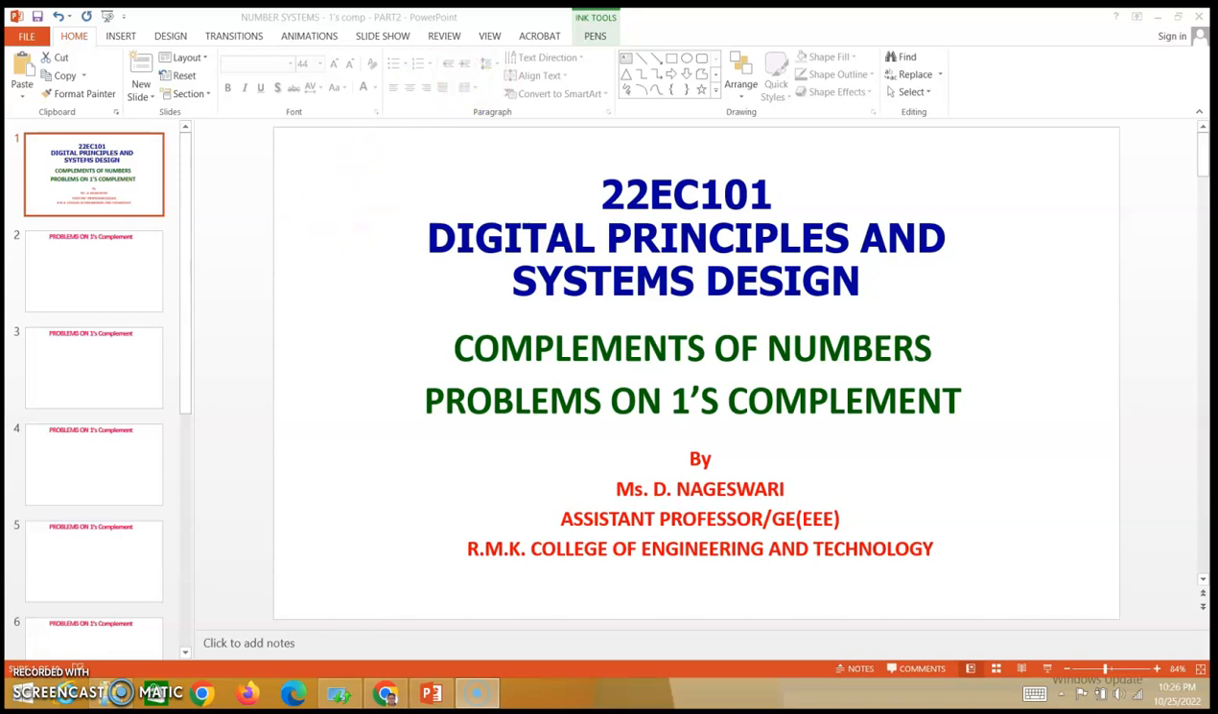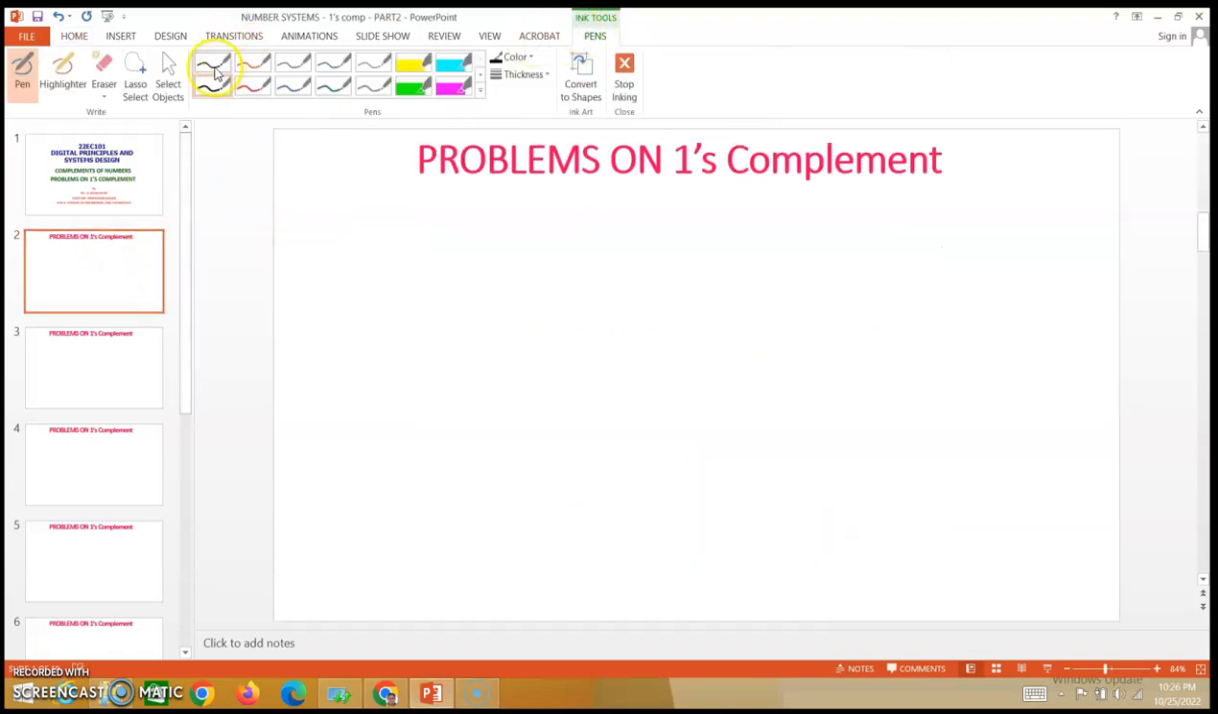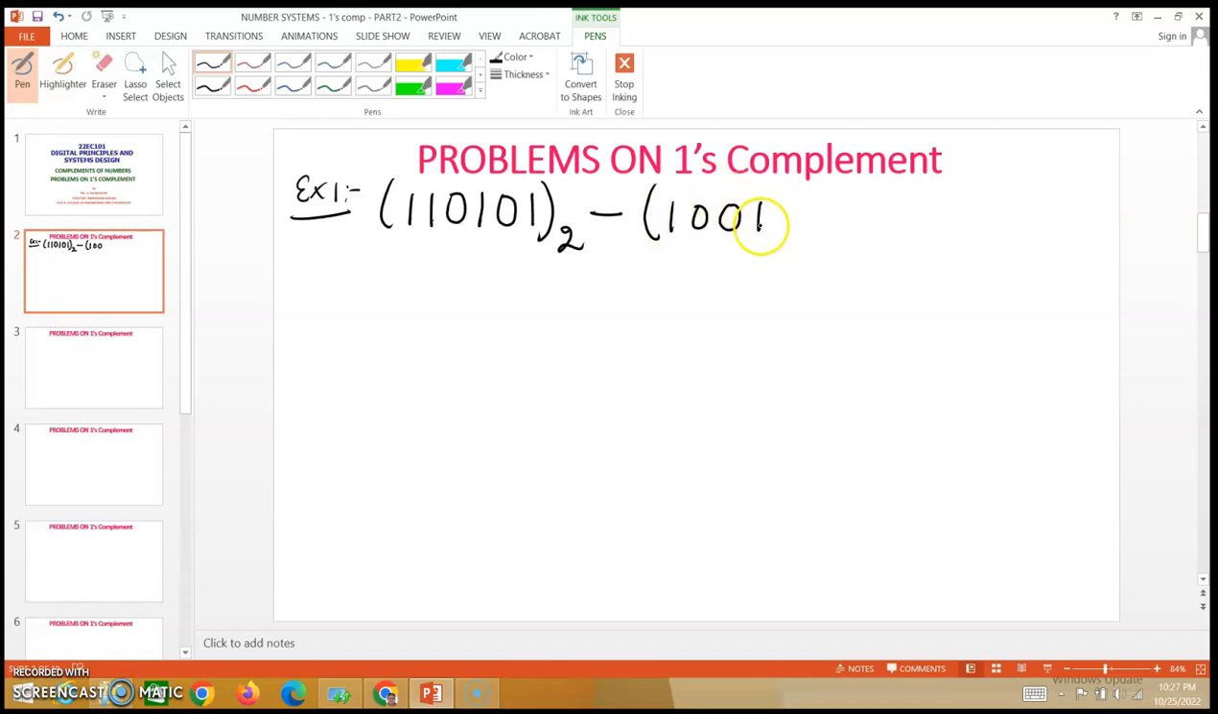So now in this video we are going to look at the problems on 1's complement. Let me solve the simple problem first, that is example 1: 110101 to the base 2 minus 100101 to the base 2. Let the first be x and the second be y.